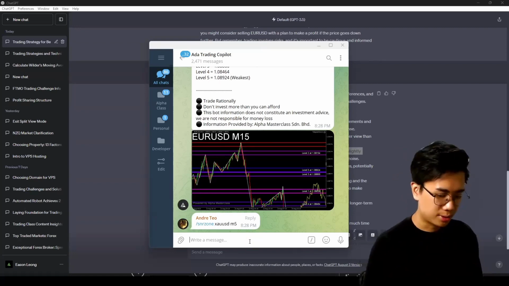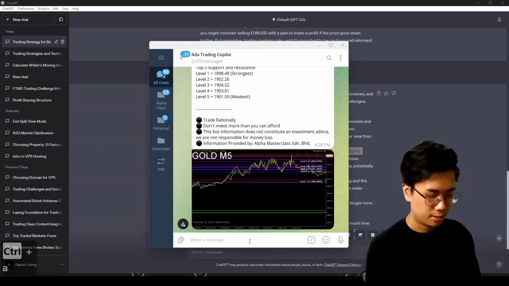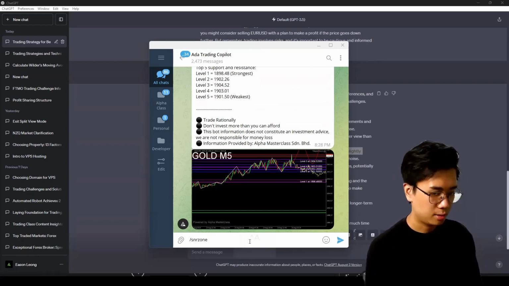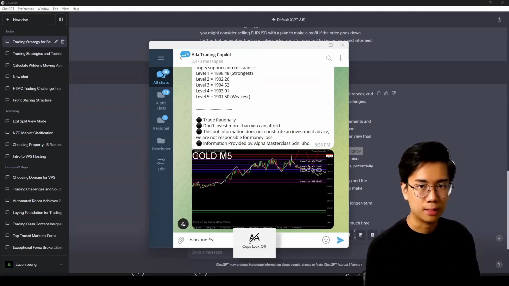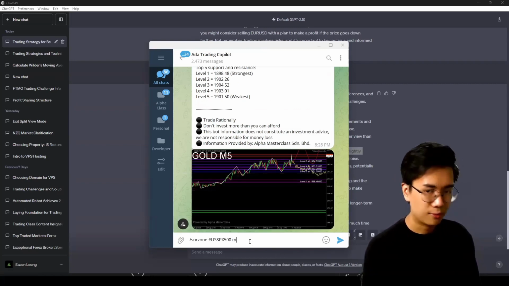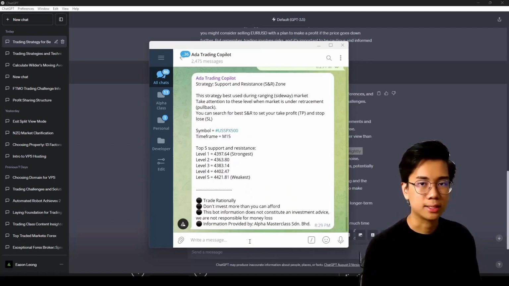Okay, we take S&P 500 for day trading. Sorry, the chart first. So should be the SNR zone. For S&P 500, the symbol will be US SPX 500, and we take maybe 15 minutes. Correct. You have to take a side.